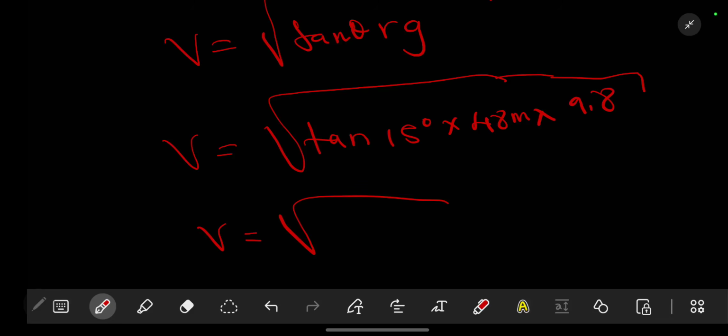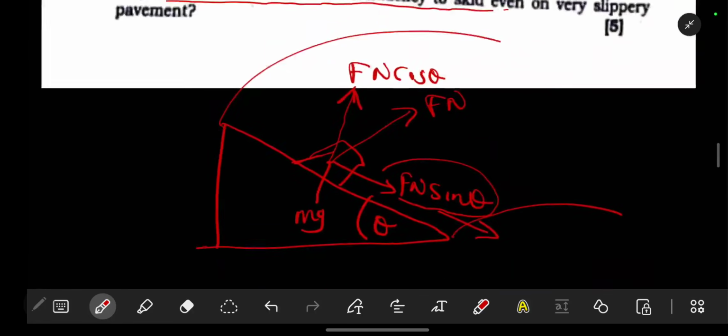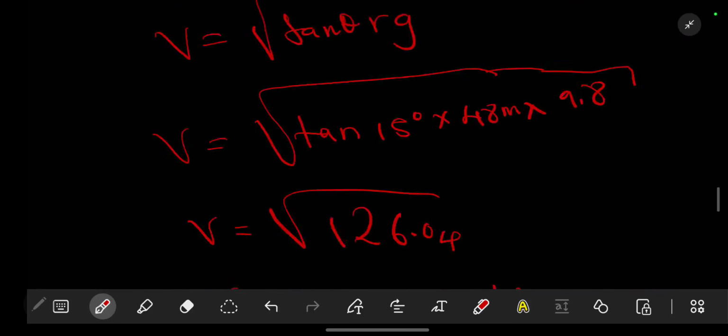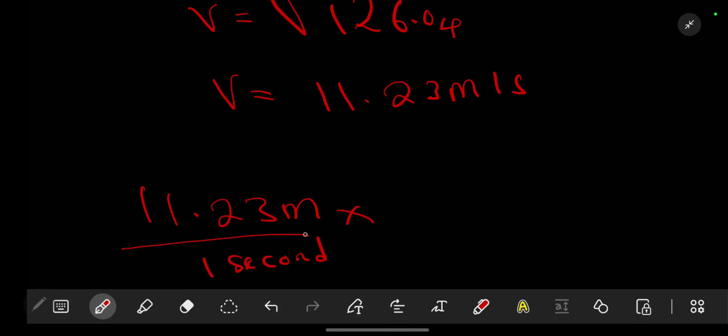This gives us a value that is equivalent to 126.04. The square root of 126.04 gives us a value that is equivalent to 11.23 meters per second, but they want it to be in kilometers per hour. So you're going to convert using the conversion. You're going to put your 11.23 meters per 1 second, then you're going to say times.